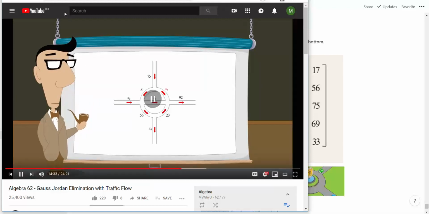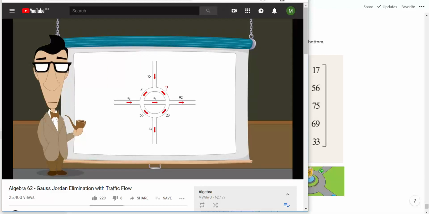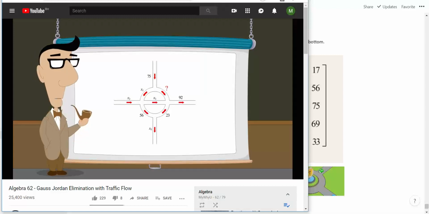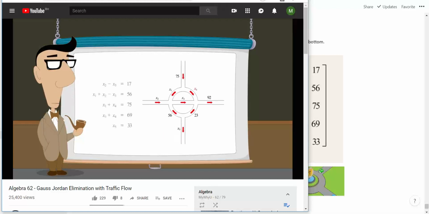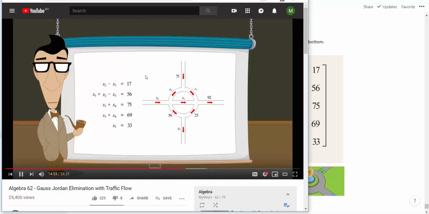So what if we made an additional measurement to determine the actual traffic flow at x4? What effect would this have on our system of equations? To find out, let's go back to the simplified equations created from our original traffic model and plug in a value for x4 of 10 vehicles per minute.